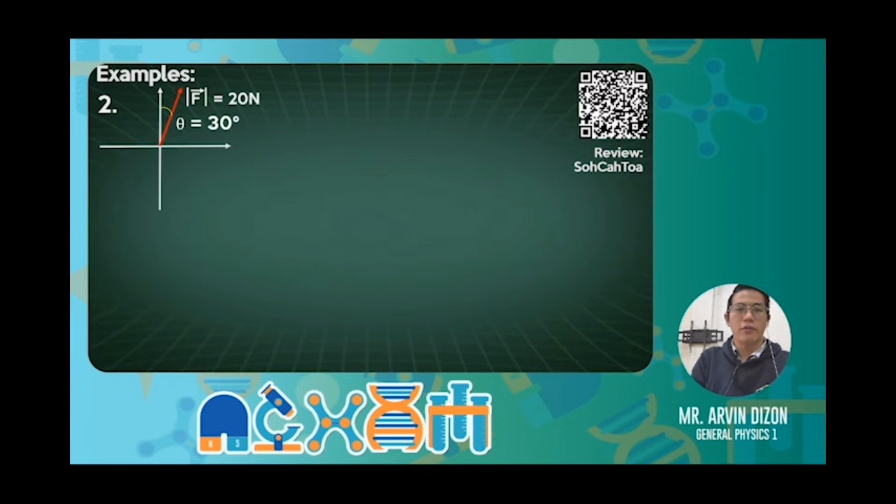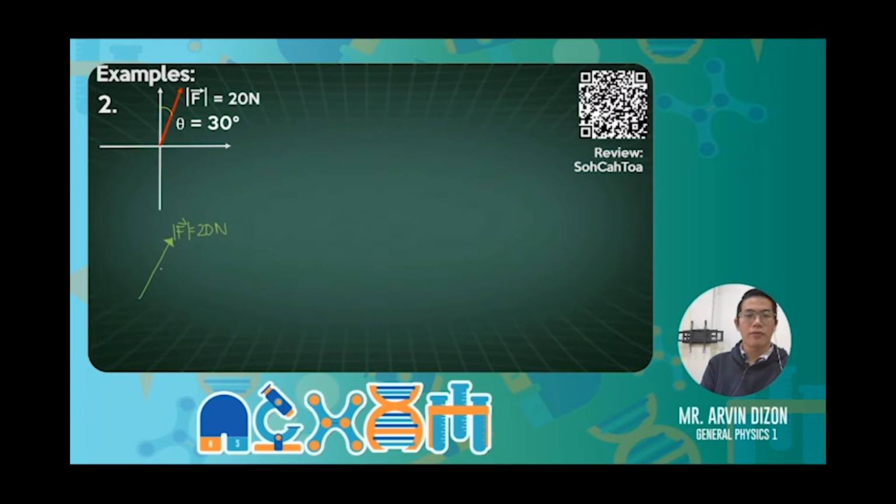Next problem. So we have here, this time, it's not directed on the x-axis. Rather, it's on the y-axis. However, we're still going to use the same principle. We're just going to point out that it's not always cosine for the x-axis, and not always sine for the y-axis. It would depend on the angle. Again, I would illustrate this by drawing it here. So this is now our resultant vector F, which has a value of 20 newtons. Since we're just focusing on the magnitude, we'll put the absolute value.